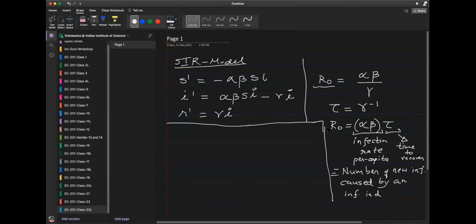Which basically means if R0 is 2, this individual who got infected, during the time of being infected and before recovering, infects 2 individuals. If it was 3, it's 3 individuals and so on, right? So that's the interpretation of R0. That's why it's also called the basic reproduction number. It's a reproduction of the infection, okay? It's a very useful concept, so keep that in mind.